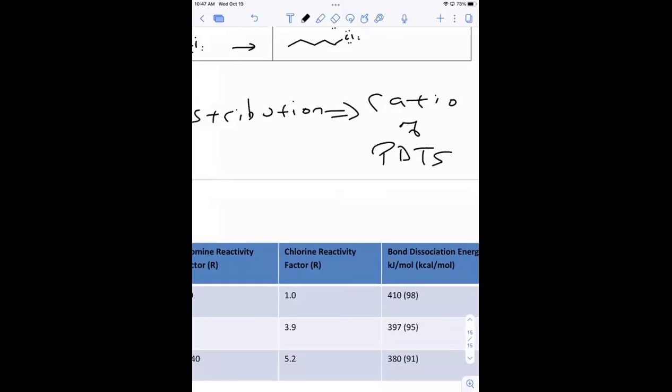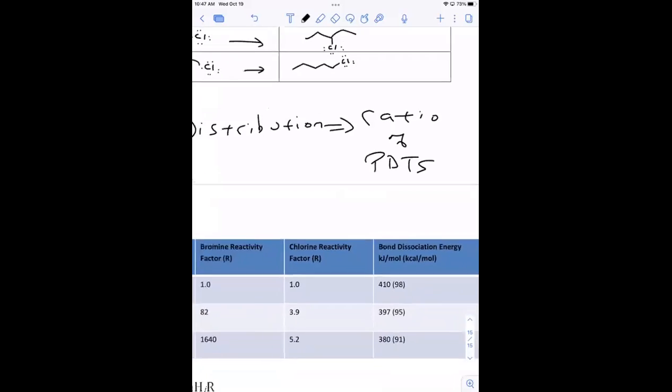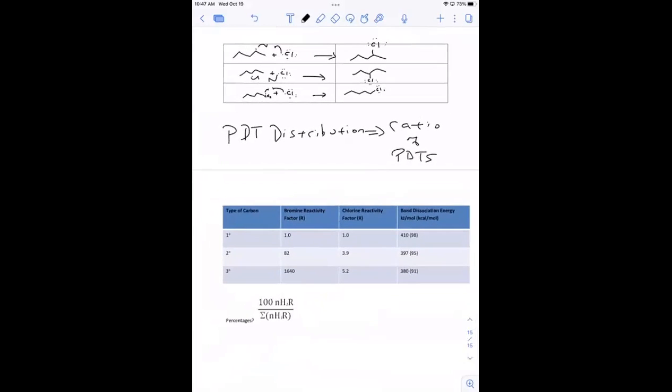Just a ratio. That's all that means. It's a big phrase, but all it means is a ratio of products. We call it a product distribution, meaning you're not going to get 100% of one. It's going to be out of 100. You're going to get some of each.